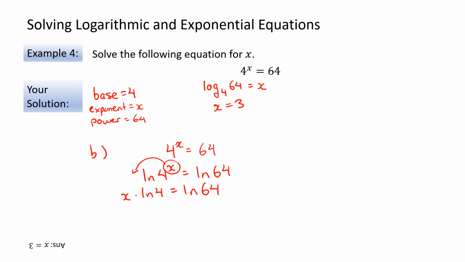To solve this, I need to have just x by itself. So I do that by dividing both sides by ln 4. Again, as long as you're doing the same thing to both sides. Now in the numerator and the denominator, I have ln 4, so they will cancel. And we're left with just x is equal to the ln of 64 divided by the ln of 4. Now, all your calculators, if you have a scientific one, will have the ln button. So you can simply put this in your calculator and you would arrive at x equals 3.